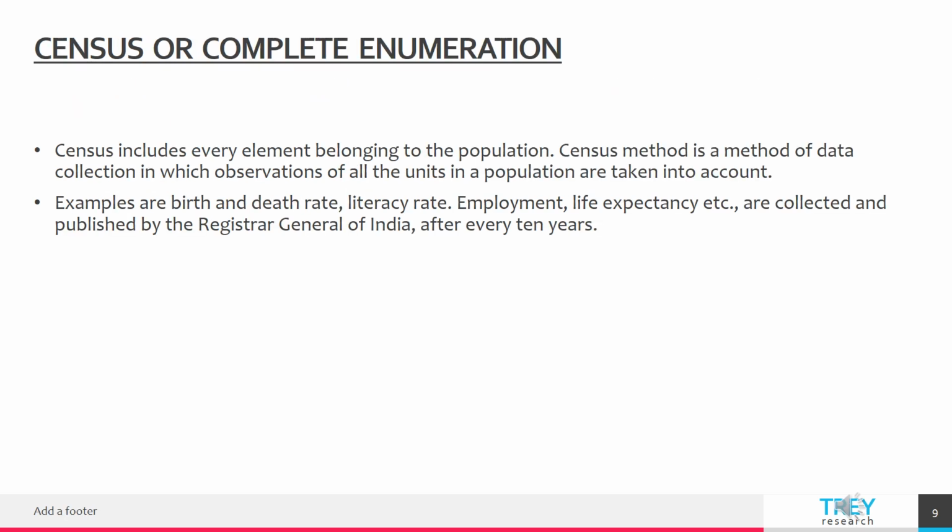As we are doing collection of data topic, there is a concept of census or complete enumeration. Census is basically done by the government agencies in which they collect the data of the population. So census includes every element belonging to the population. Census method is a method of data collection in which observations of all the units in a population are taken into account. Like the surveys or the census collected by the government are examples of birth and death rate, literacy rate, employment, life expectancy. They are collected and published by the Registrar General of India after every 10 years. So these are the census data collection which is done by our government.